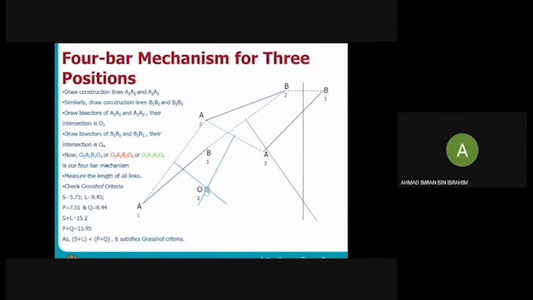So you got the intersection here, right? Those intersections will be your O2 and O4, right? And then that's your mechanism basically. This one could be your double crank mechanism. It could be a crank rocker mechanism, right? It depends on the criteria, the Grashof condition as well.